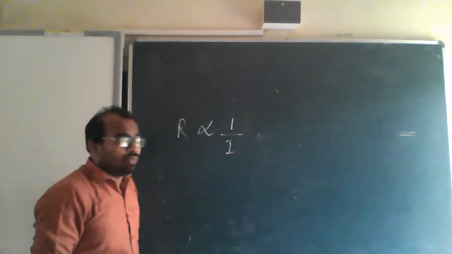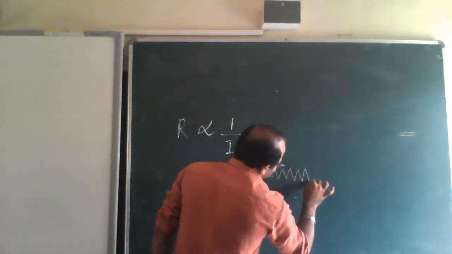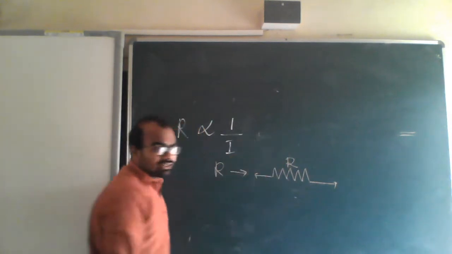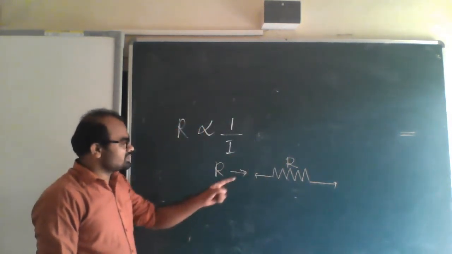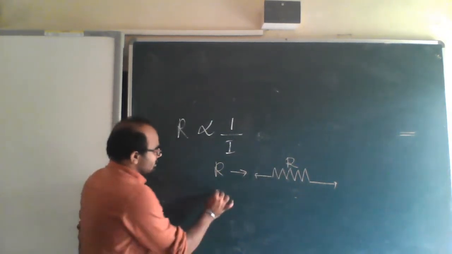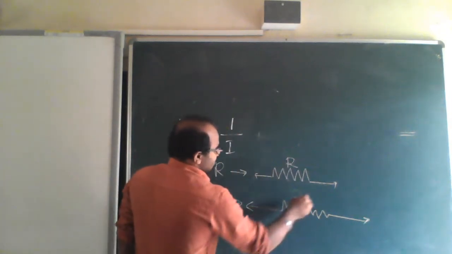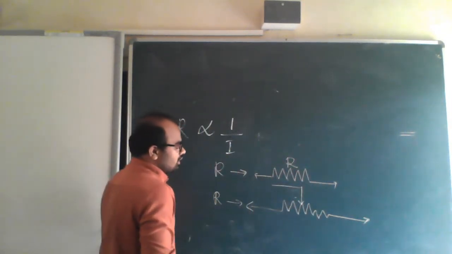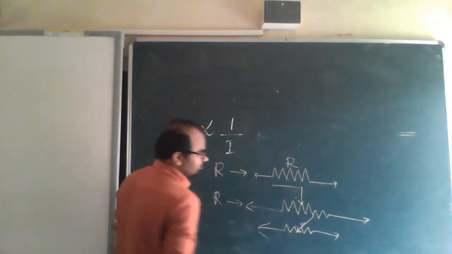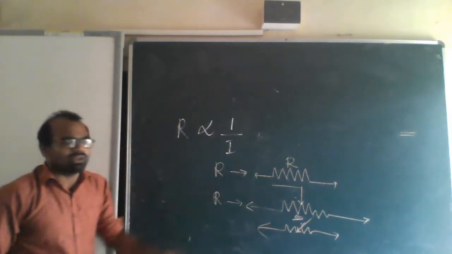See, how is resistance represented? As already told in the electric circuit, resistance is indicated like this. This is a resistor of resistance R. In this way, we represent the resistance. Another type is the variable resistance. Sometimes in an electrical circuit, we represent it like this, or like this. These two are variable resistance.